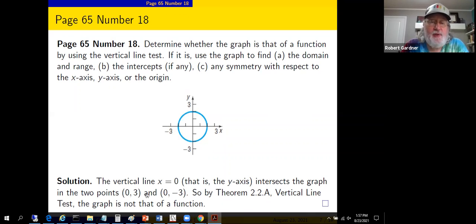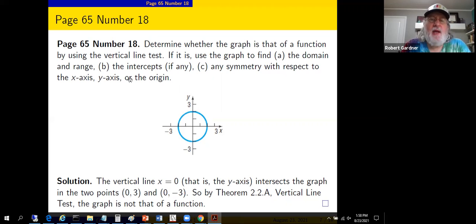This is mislabeled here, typo. I will get that corrected. But it intersects in more than one point. 0, negative 2, sorry, and 0, positive 2 is where the intersections are with the y-axis. Violates the vertical line test. It's not a function. Okay, if it is a function, then blah, blah, blah. So I didn't write that out because that's not our problem, but let's discuss it anyhow.